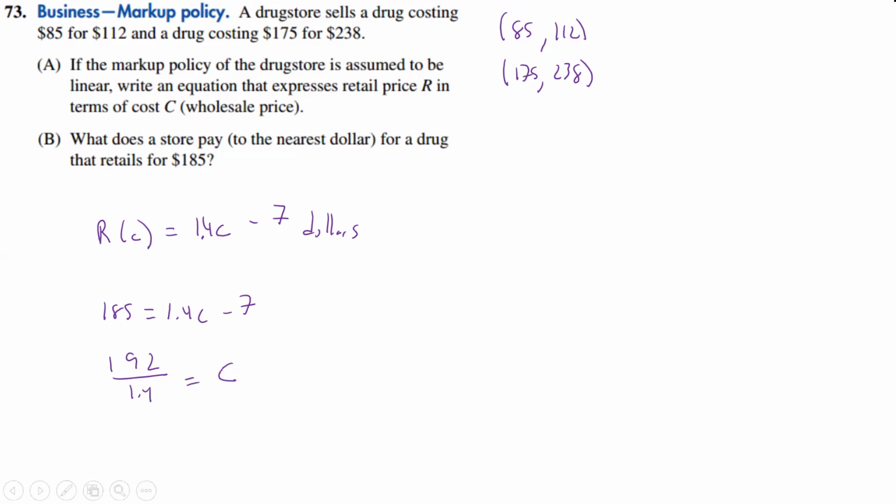And I'm just going to do that quickly on my calculator without moving over to the other screen. And that gives us 137.14. And oh, they want it to the nearest dollar, so that's going to be approximately $137. Okay. Now, if they wanted it to the nearest cent, that would be 137.14.